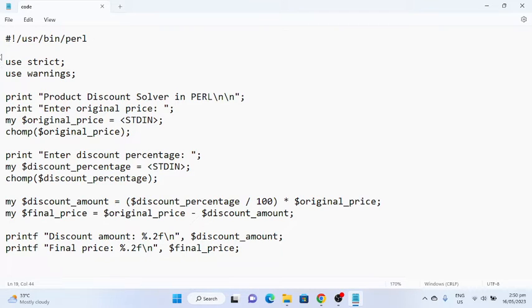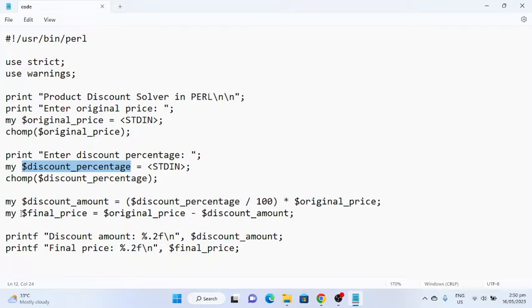So let's begin. So we have here the shebang, use PERL, use strict, use warnings. Title of our program: Product Discount Solver in PERL. In this line of code, we are asking the user to give the original price that will be stored in our variable $original_price. And then in this line of code, we are also asking the user to give the discount percentage that will be stored in our variable $discount_percentage.